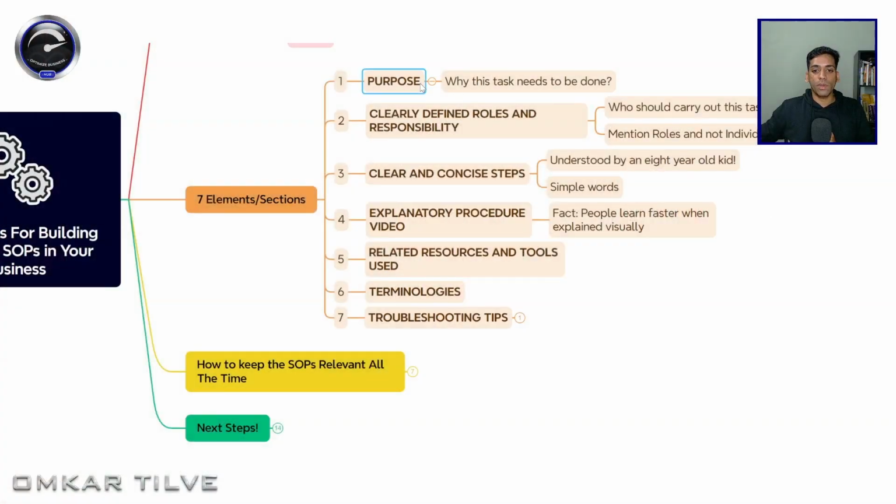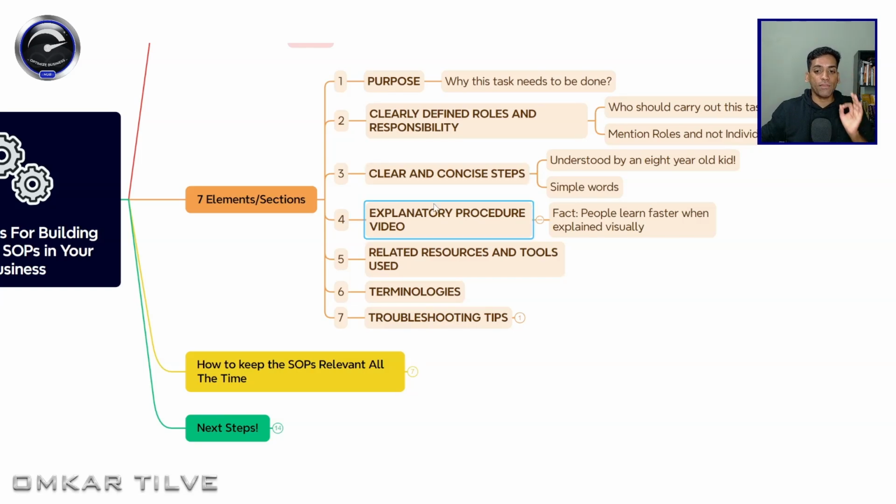And just to summarize this, the first one is to have a clearly defined purpose on why this task is getting executed. Secondly, it should clearly define the roles and responsibilities of the person who is executing it. Next, you should have clear and concise steps of the procedure so that an 8-year-old can understand, because if an 8-year-old can understand, anybody can understand.